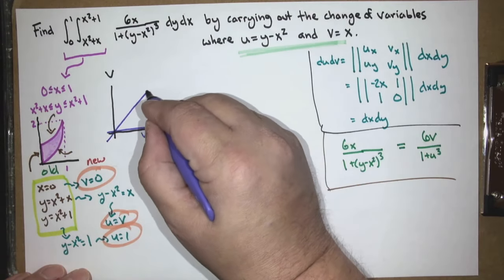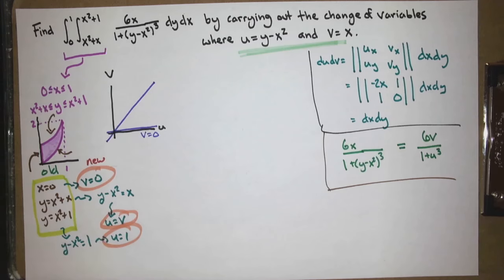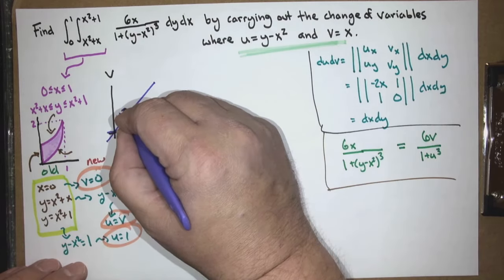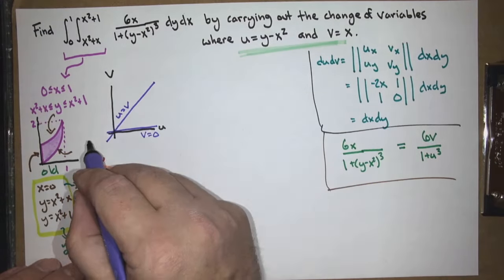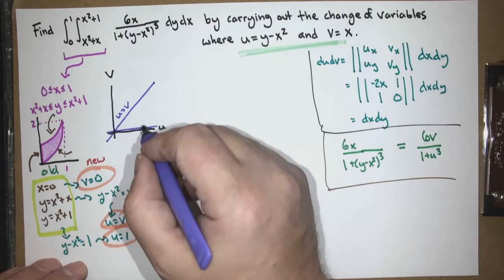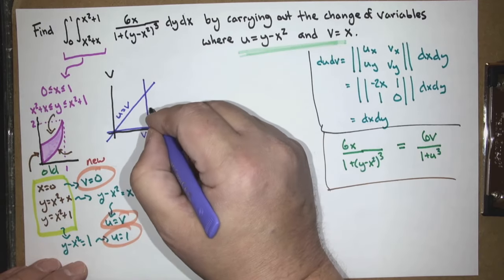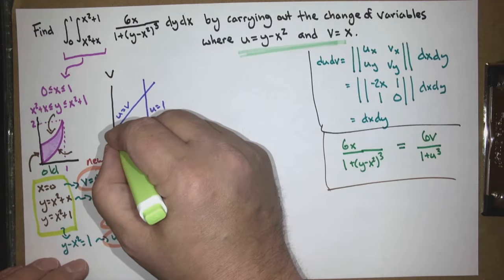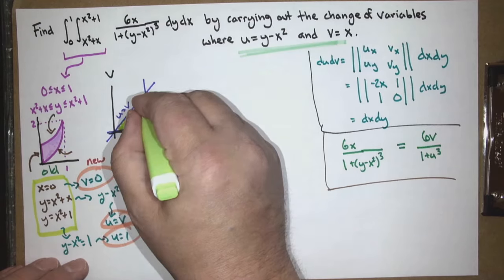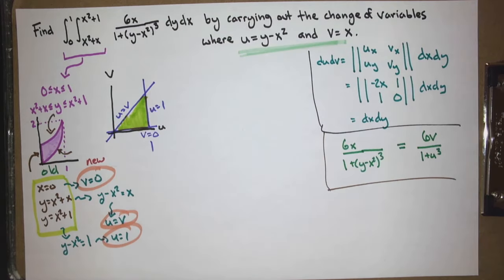It looks similar to y equals x. So we have u equals v. And what about u equals 1? It's going to be a vertical line. u equals 1. And you'll see that there's one region that will pop out. There's one shape where these three lines are the boundary of that shape. So our new region is a triangle. But whereas our old region had these curved sides going on, our new region is a much simpler triangle to describe.